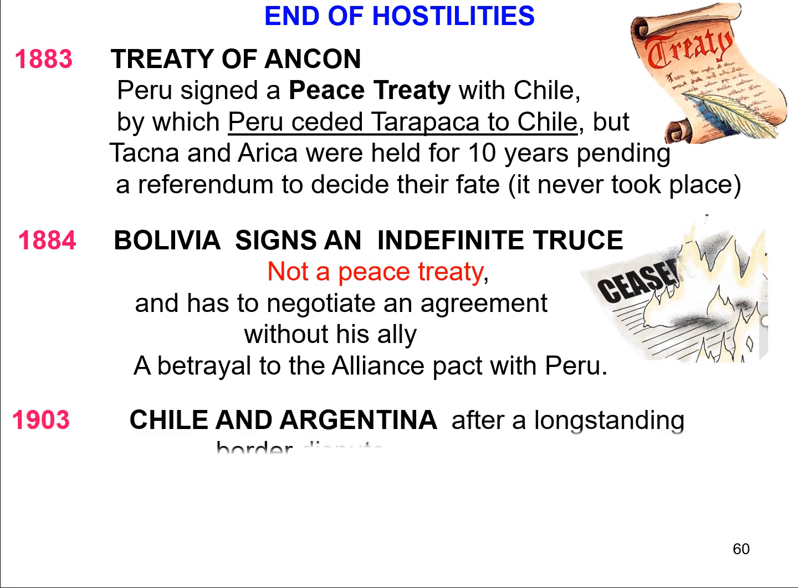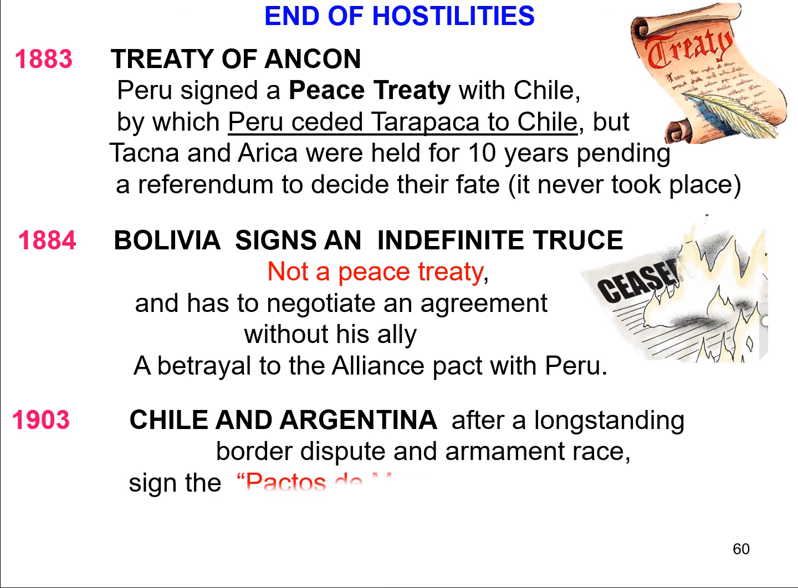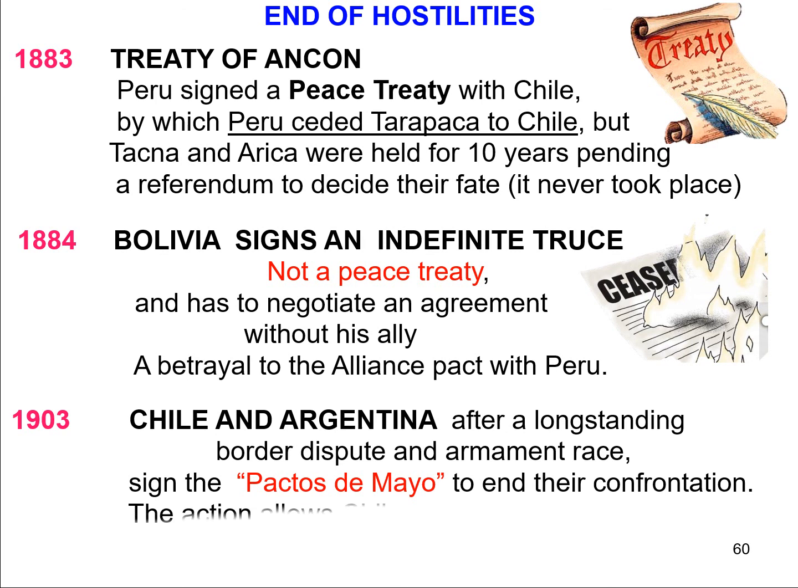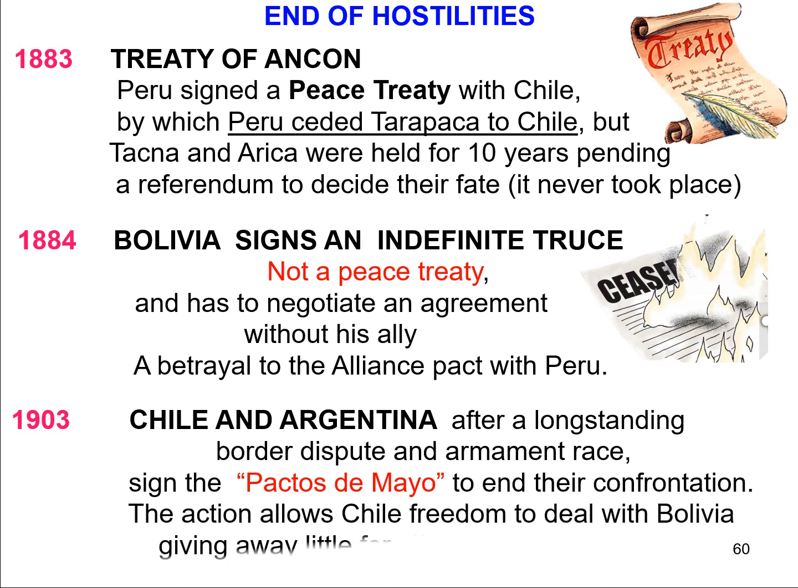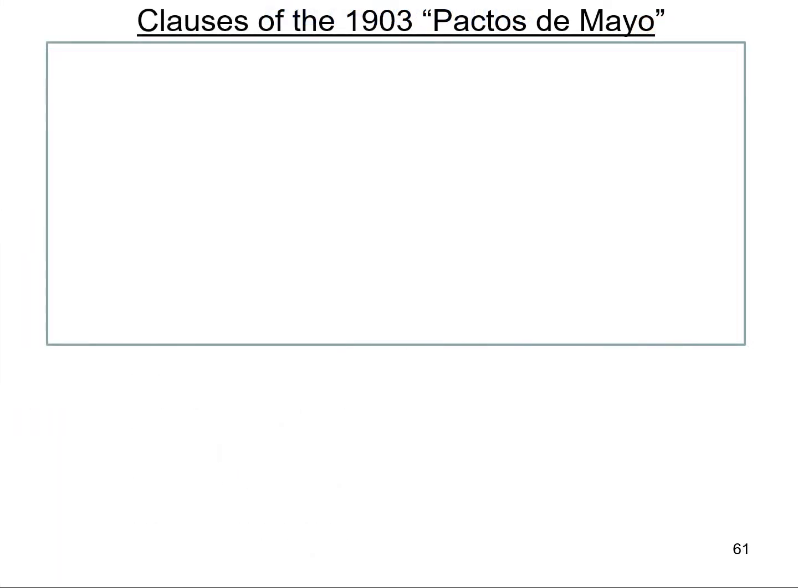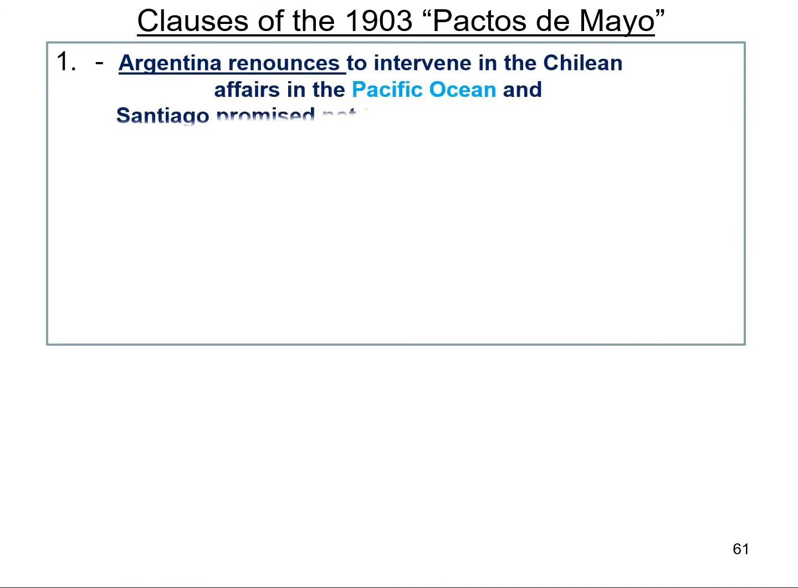Later, in 1903, Chile and Argentina, after a long-standing border dispute and armament race, signed the Pactos de Mayo to end their confrontation. This action allows Chile freedom to deal with Bolivia, giving away little for all the territorial gains. The clauses of the 1903 Pactos de Mayo stated: 1. That Argentina renounces to intervene in the Chilean affairs in the Pacific Ocean, and Santiago promises not to intrude east of the Andes.